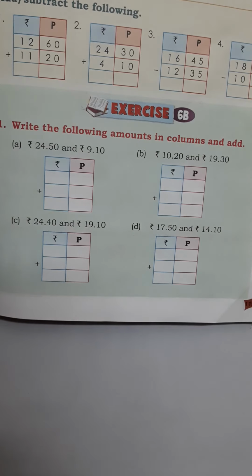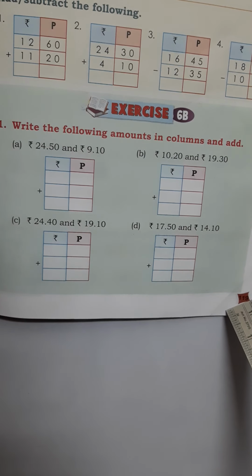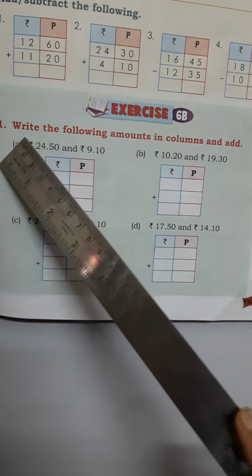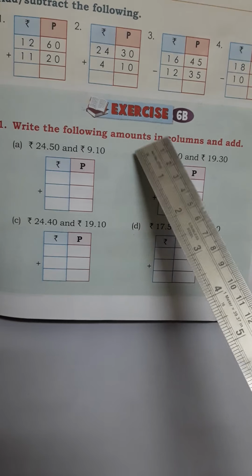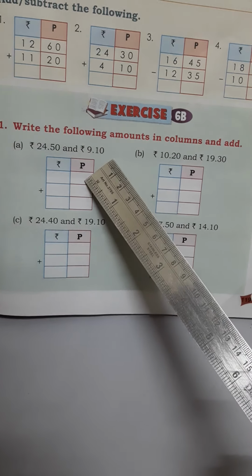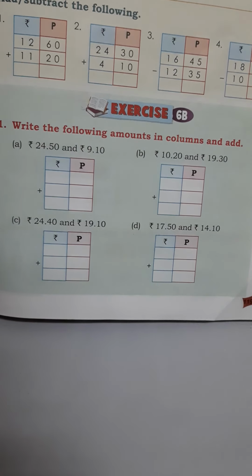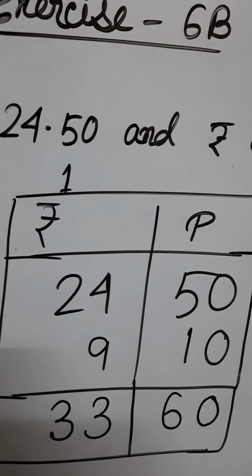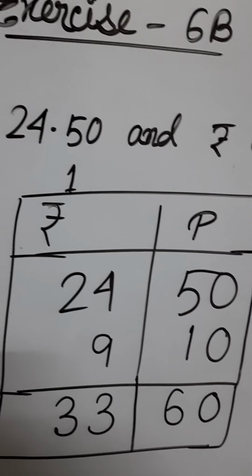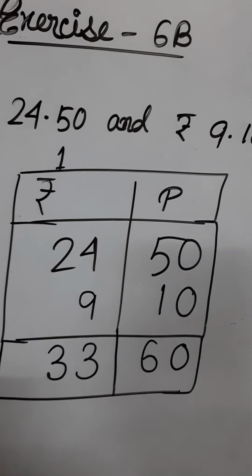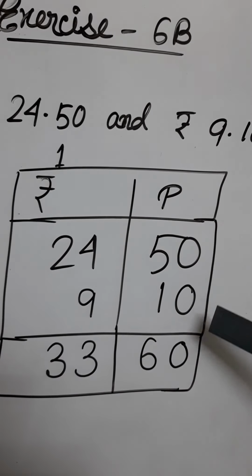Dear children, all of you open your book, page number 119, and it is exercise 6B. Here the instruction given is: write the following amounts in columns and add. So dear children, here we have to add these two amounts in rupees. Okay, so let's do the board work. Follow the board, dear children. Here I will write 24 rupees in the rupees column and 50 pies in the pies column.